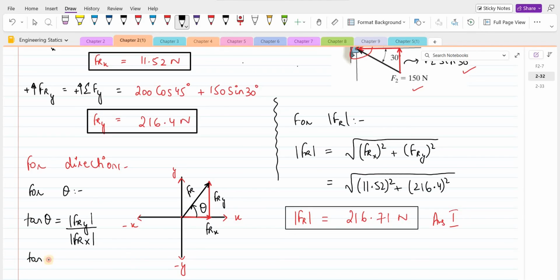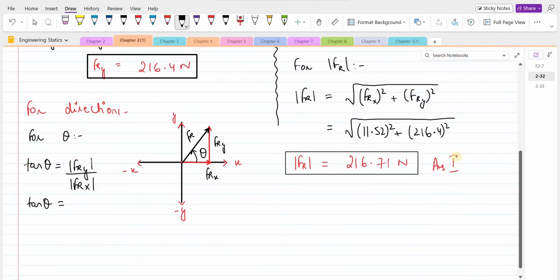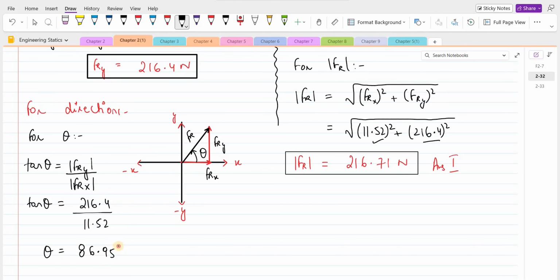So tan theta is equal to 216.4 over 11.52. If you take the tan inverse of this value, then theta comes out to be 86.95 degrees. So this is our second answer.